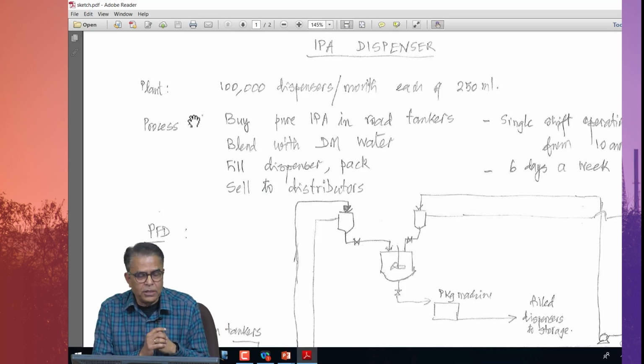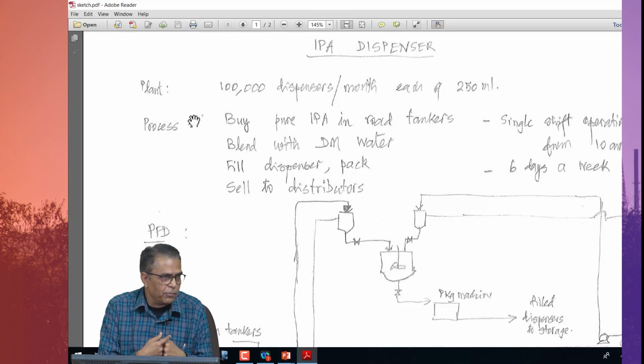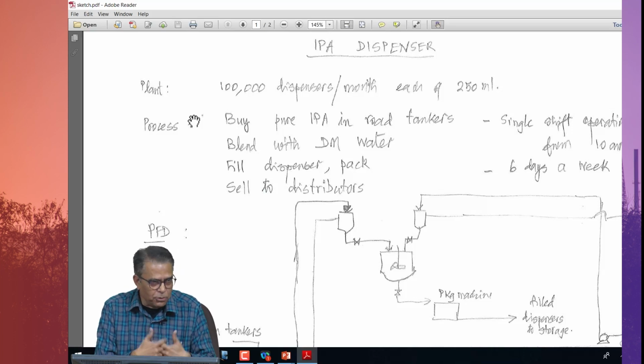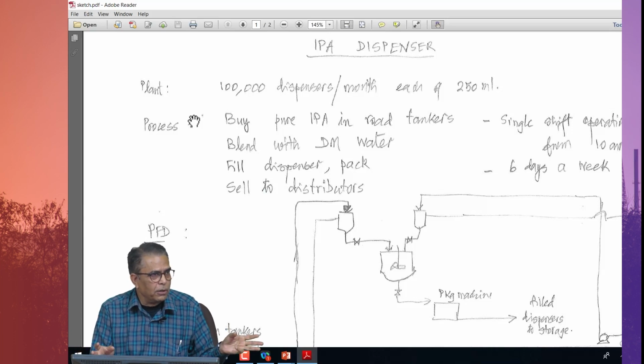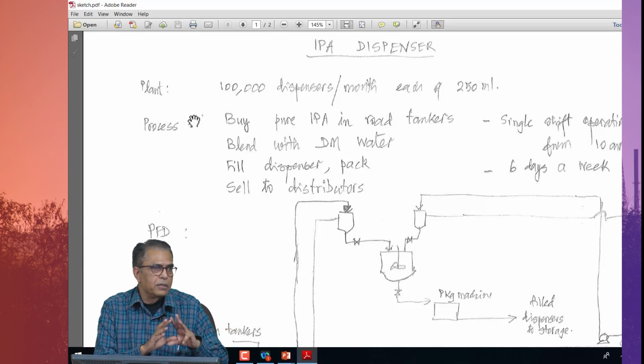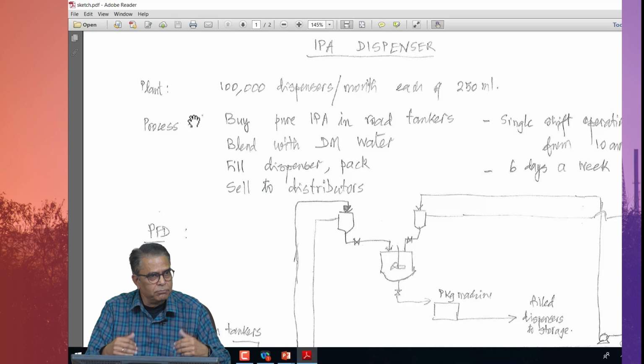Now, what I do is that the process is pure IPA comes, and this material has got 70% IPA content. So, the balance 30% is DM water, because buying DM water is a bit hard. So, I make DM water at my own plant, I blend this DM water with isopropyl alcohol in the correct ratio to get 70% IPA. Then I fill dispensers, I have an automatic machine filling up dispensers, pack them, sell it up.